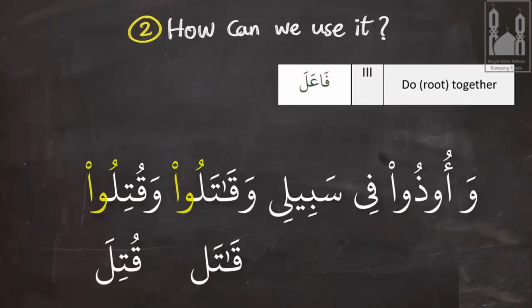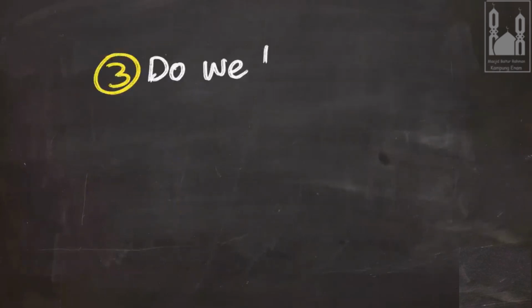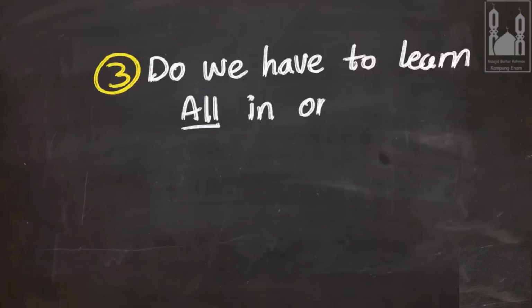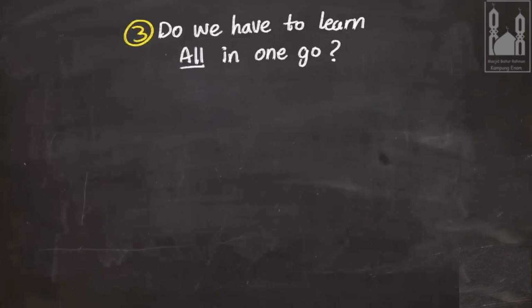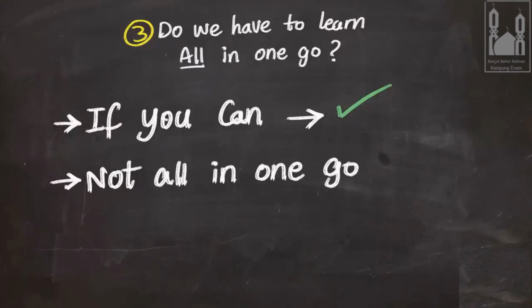This will enable you to trace the verb back to the chart and use the chart more effectively. Third, do we have to learn all of this all at once? And the answer is, if you're able to memorize it all, that would definitely be a good advantage. That is eventually our goal. But it is really not necessary to do it all at once.